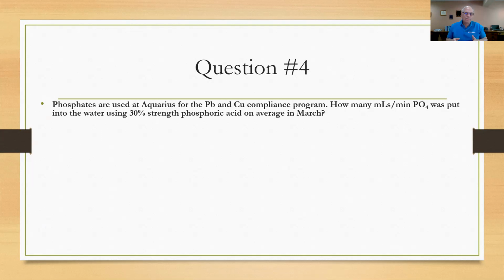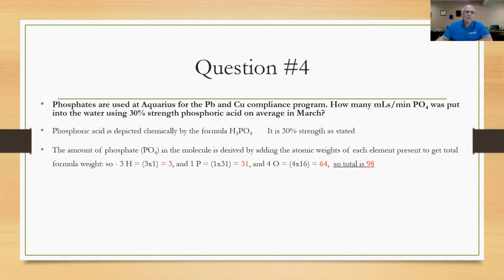But also, we've got to dig out the chemical formula for phosphoric acid, which I find in the table, and realize that only part of that chemical formula is PO4. Some of it is hydrogen that I'm not going to use in my calculation. I got to figure that percentage too. When I go into the table, I see that phosphoric acid is depicted by the formula H3PO4. And as stated, it's 30% strength.